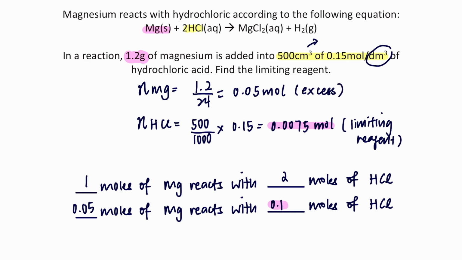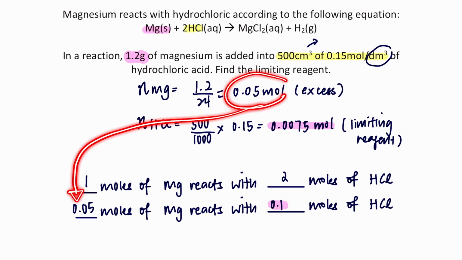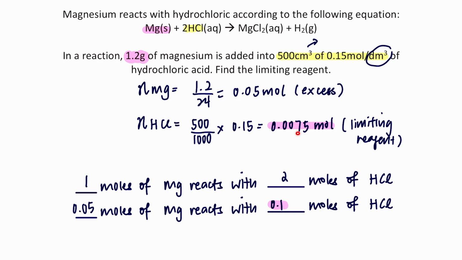When you're doing the comparison, try to only take one of the mole ratios and put it into the equation to compare. If you put both in, you will not be able to find the limiting reagent, which is very confusing. So this is how you find a limiting reagent in a chemical reaction.